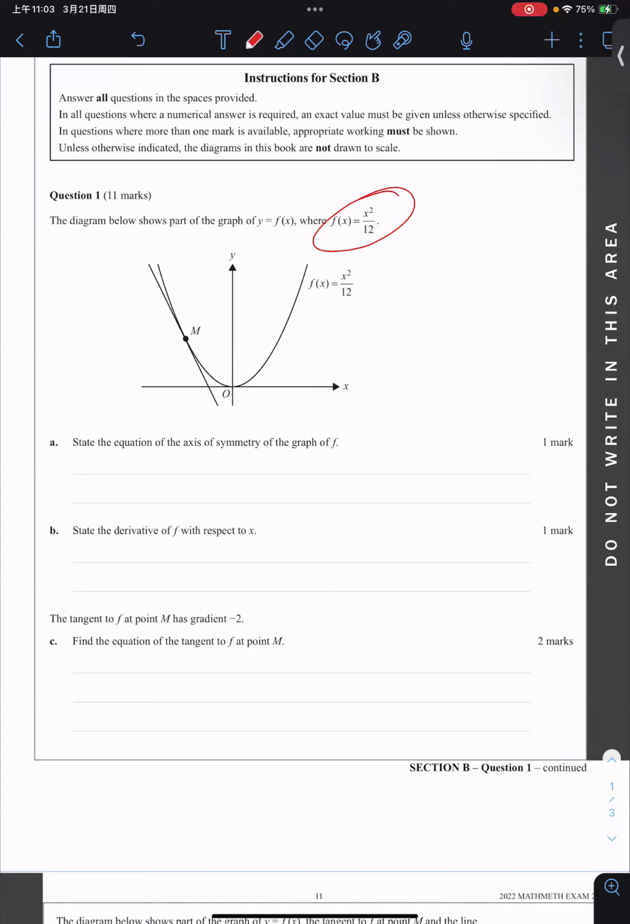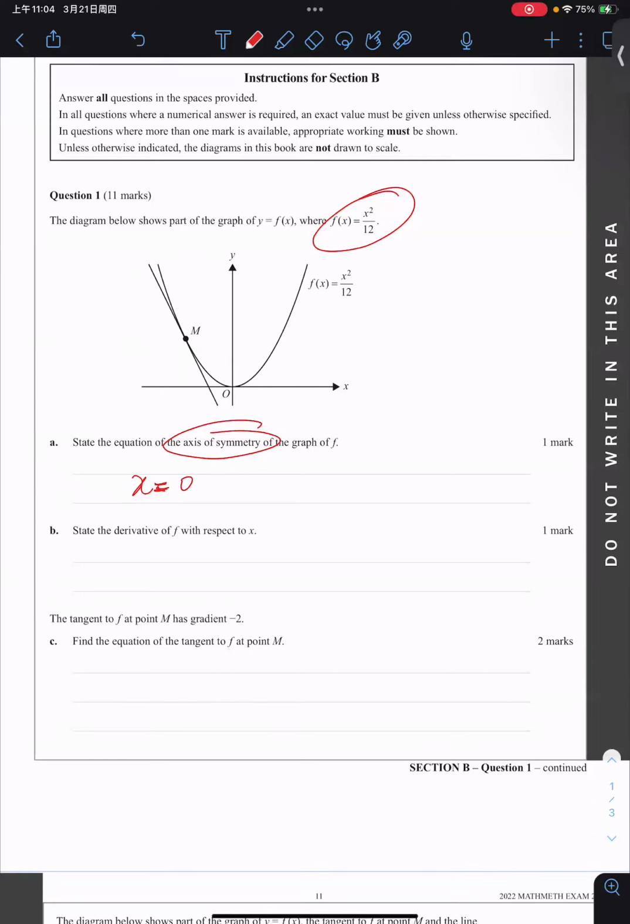State the equation of the axis of symmetry. Now, when we're talking about the axis of symmetry, it's the vertical line passing through the turning point. And where is the turning point? Look, there is no shifting, no left, right, up, down, just the turning point at (0, 0). So the axis of symmetry is x equal to 0. You could also use the formula negative b over 2a, but observing the graph would be more useful and easier.